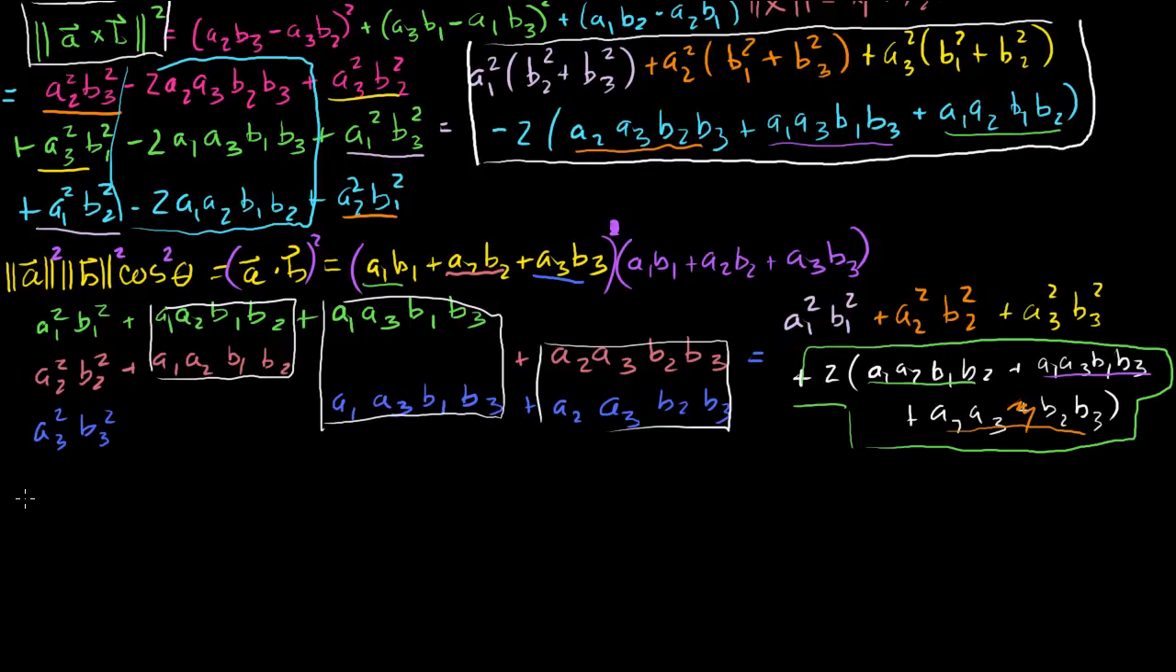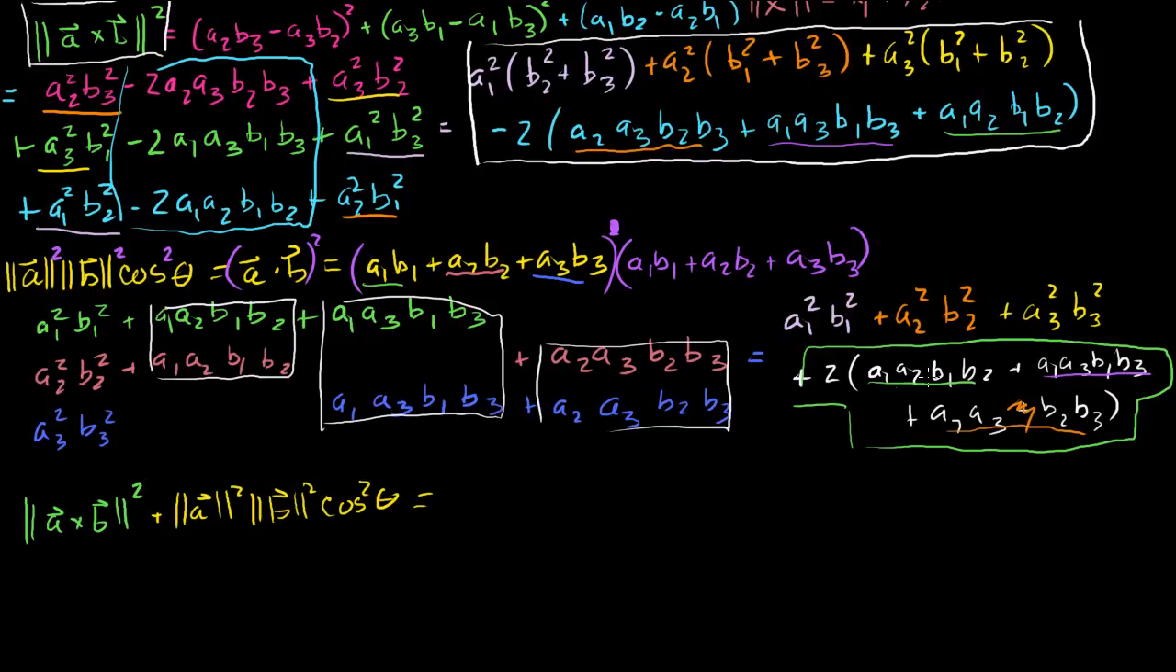So it's a little exciting. So we get a cross b, the length of that squared. And we're going to add to that this expression right here. So plus the length of a squared times the length of b squared times the cosine of the angle between them squared. What's that going to be equal to? It's going to be equal to this thing plus this thing.